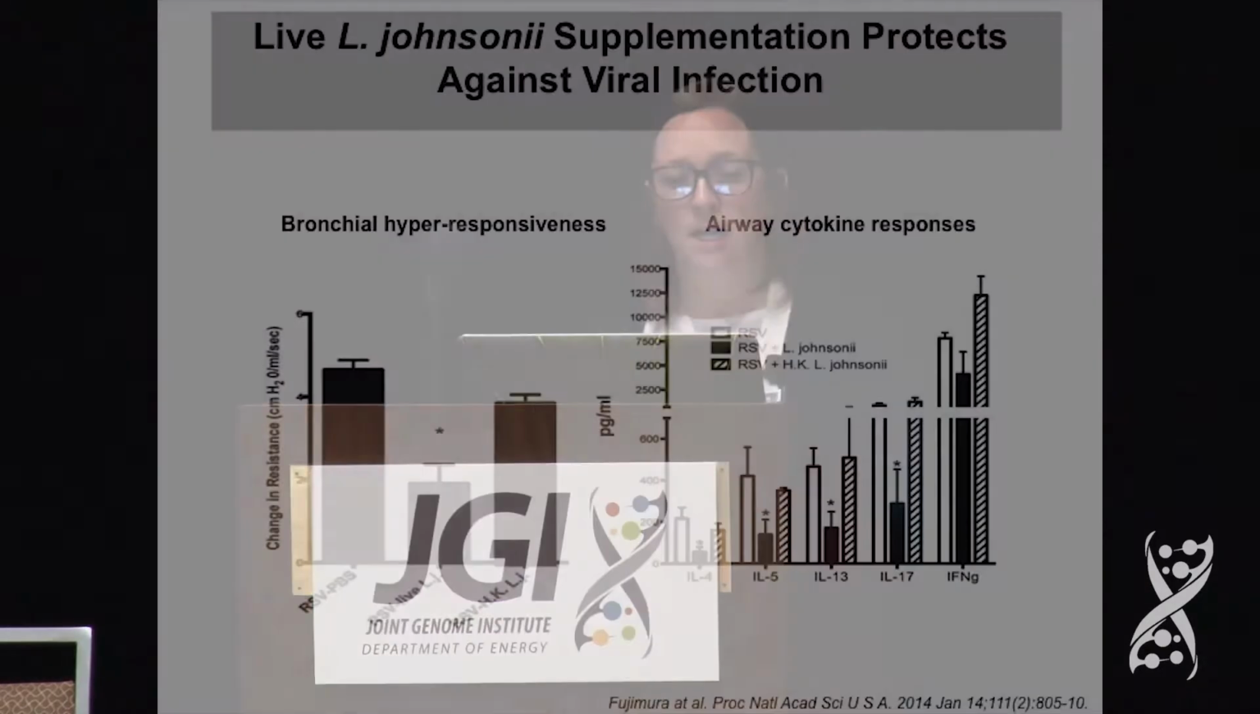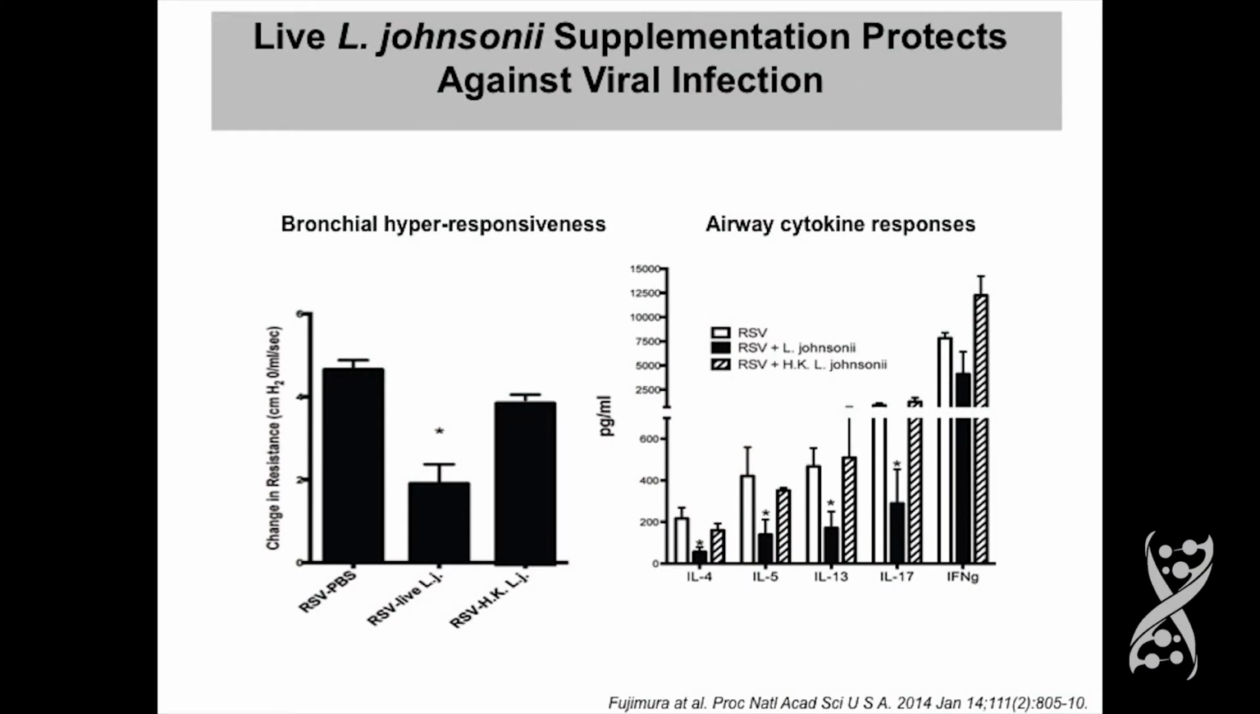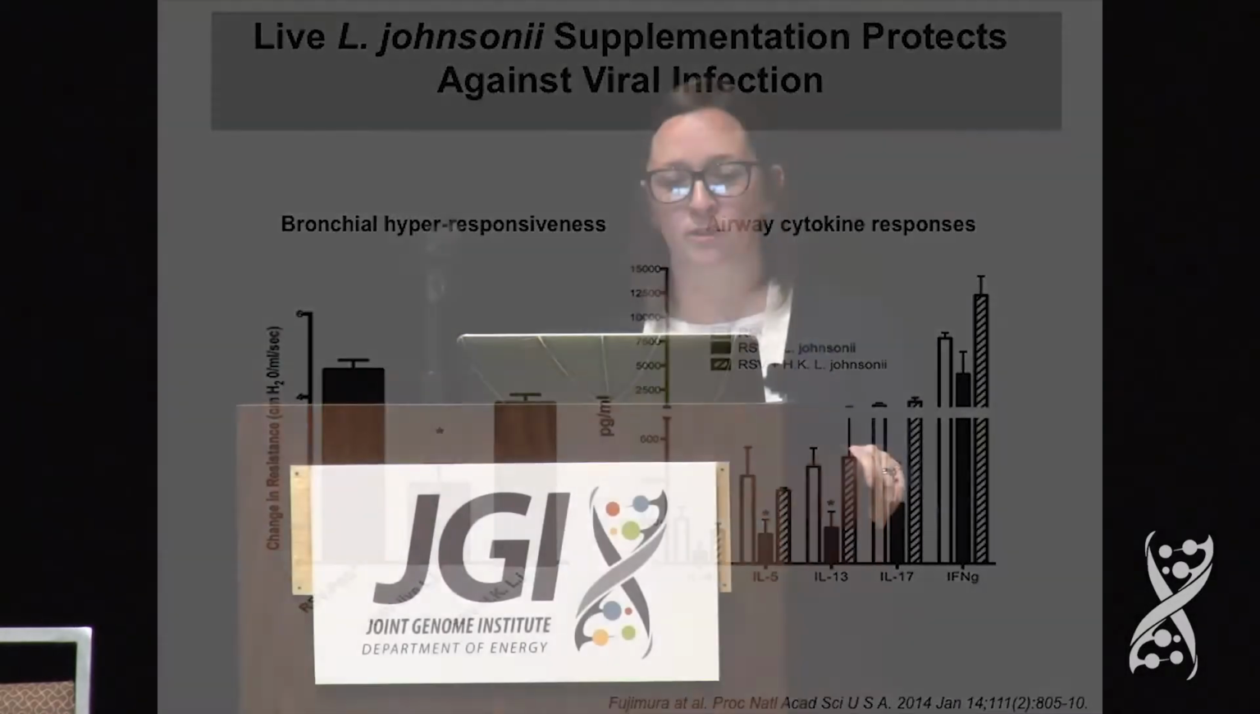And so we next asked the question whether Lactobacillus johnsoni supplementation could protect against viral respiratory infection of the airways, and whether we required a live organism to confer this protective effect. And again, this is the experiment. These are the data looking at bronchial hyperresponsiveness. Only the animals that received viable Lactobacillus johnsoni have less responsive or allergic airways. Those who received an equal number of heat-killed organisms do not have this significant reduction in bronchial hyperresponsiveness.